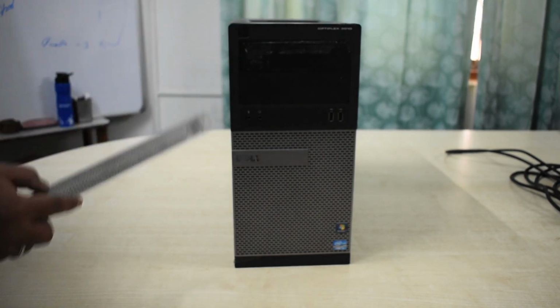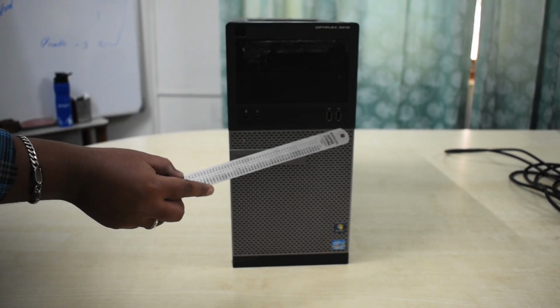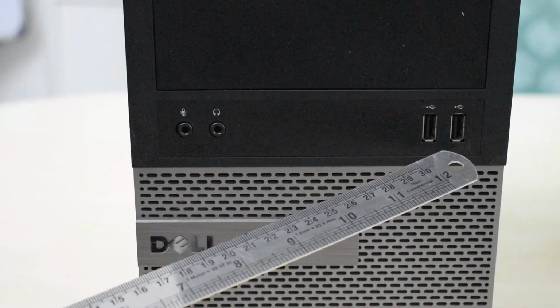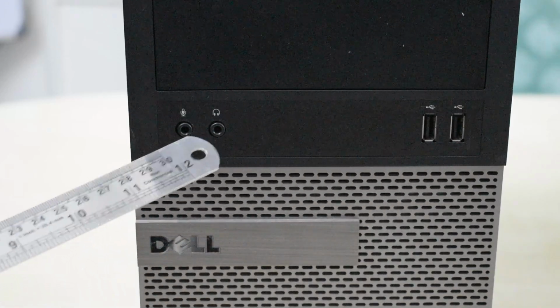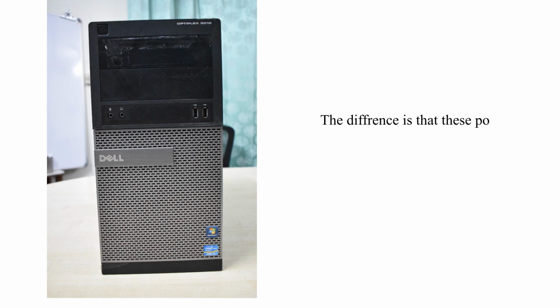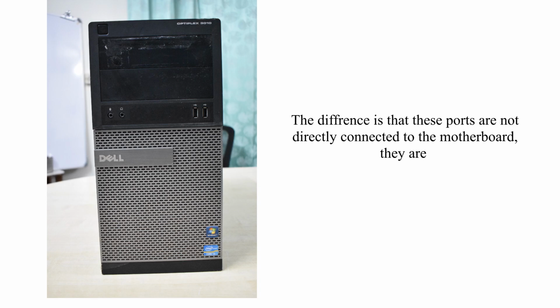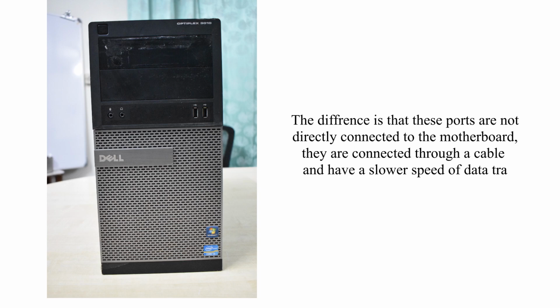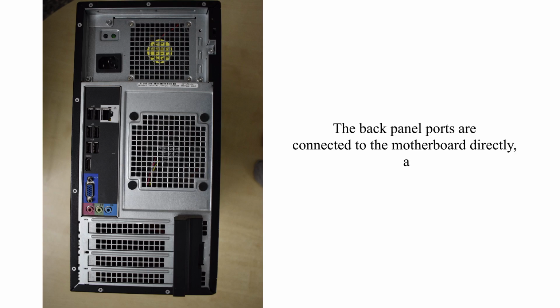This is the front view of the CPU. You can find USB and aux ports on the front as well. The difference is that these ports are not directly connected to the motherboard. They are connected through a cable and have a slower speed of data transfer. The back ports are connected to the motherboard directly and are faster than the front ports.